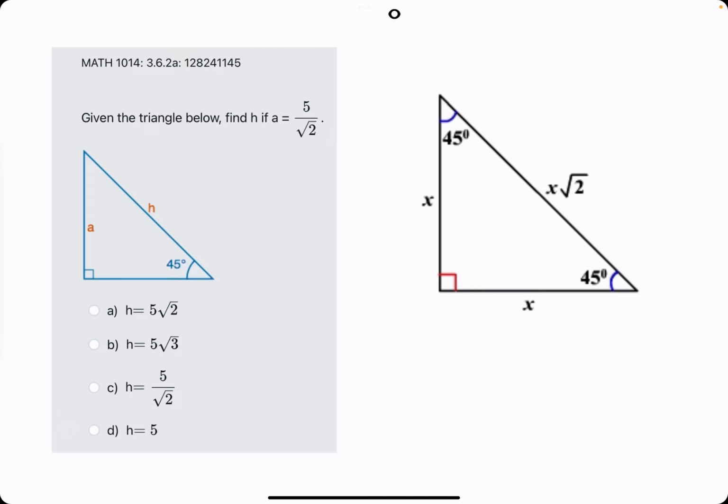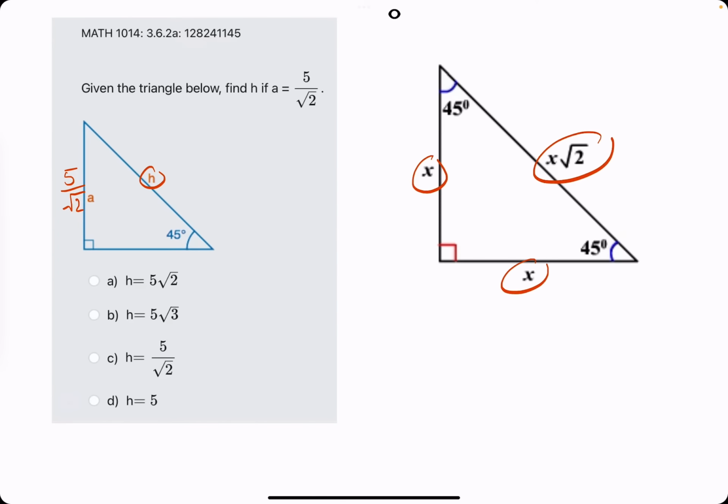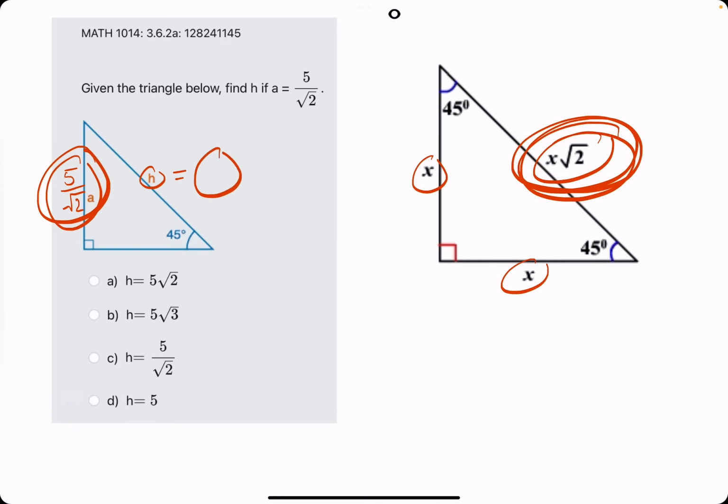Let's do one more. Given the triangle below, find h if a is 5 over root 2. So a is equal to 5 over root 2. Now with the 45, 45, 90 triangle, we have basically an isosceles triangle situation where the legs are both x and the hypotenuse is x times root 2. So if a is 5 over root 2, then this side length is also 5 over root 2, but h is going to be equal to 5 over root 2 times another root 2.